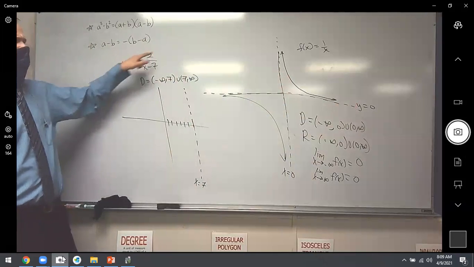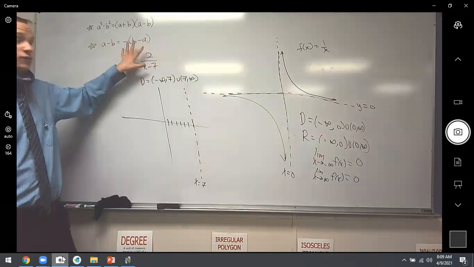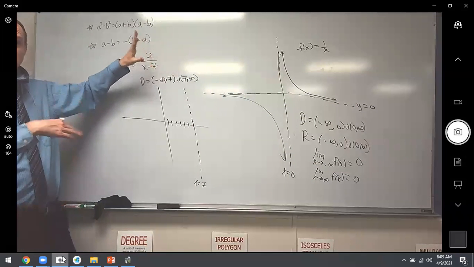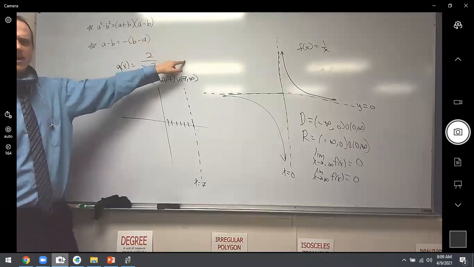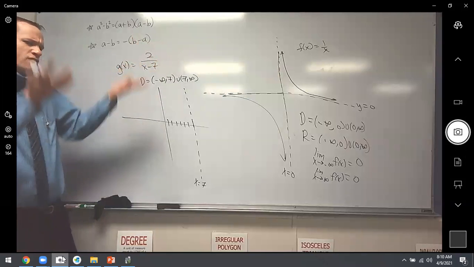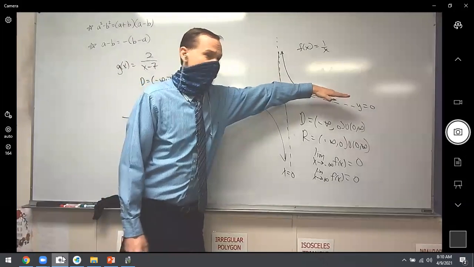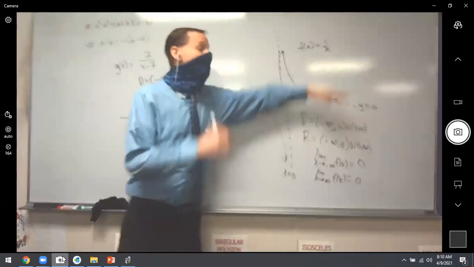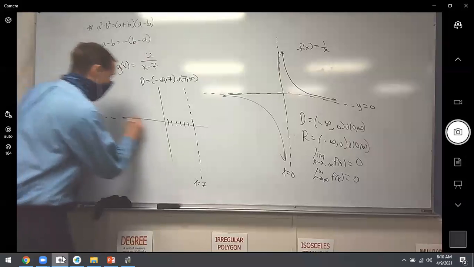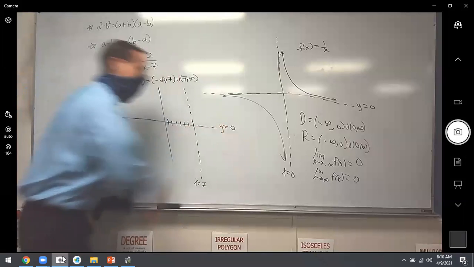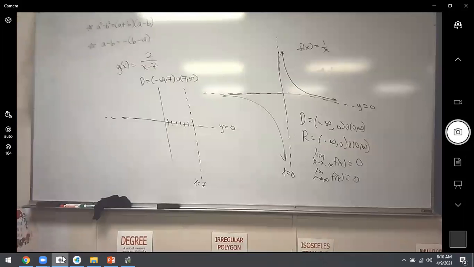Is there any other significant difference to this? There's a 2 on top instead of a 1, but there are no negatives floating around. Would you agree? No reflections, no weird stuff. I don't see anything plus on the end either, do you? So I don't think it's going to move up and down either. So where did it used to level off at? 0, right? And we didn't move up and down, did we? So it's still going to level off at y equals 0 right there.